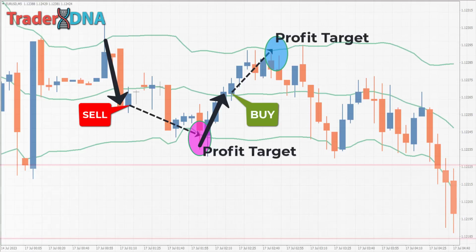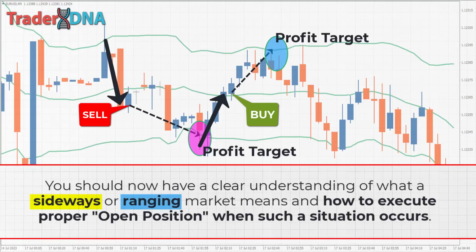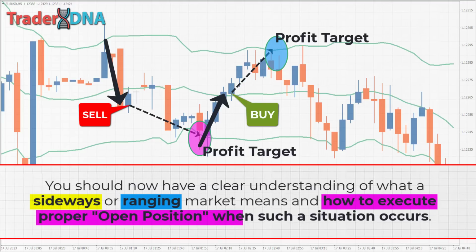From this real-life example we've discussed, you should now have a clear understanding of what a sideways or ranging market means and how to execute proper open positions when such a situation occurs.